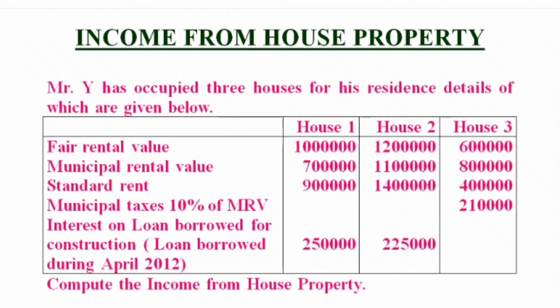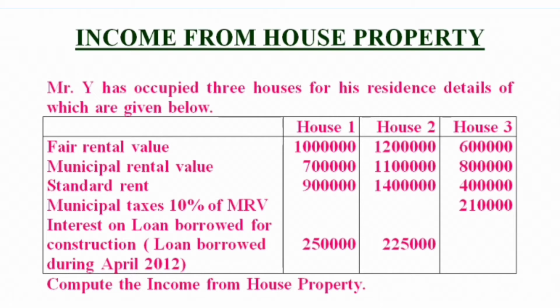House 1, house 2, house 3 are given. Fair rental value: 10 lakhs, 12 lakhs, 6 lakhs. Municipal rental value: 7 lakhs, 11 lakhs, 8 lakhs. Standard rent: 9 lakhs, 14 lakhs, 4 lakhs. Municipal tax: 10% of MRV.